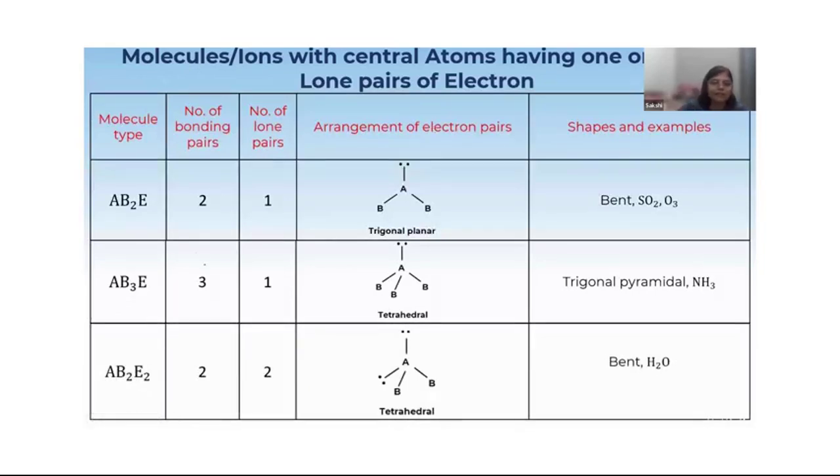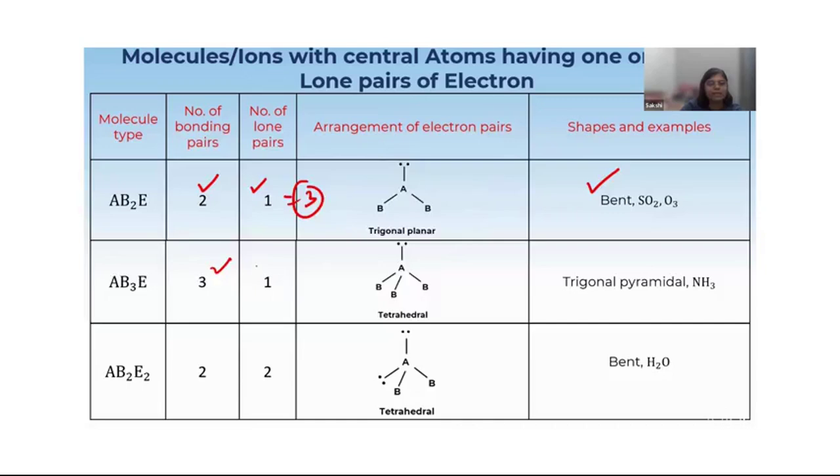Okay, the first example: you can see here the bond pairs are 2 and the lone pair is 1, right? In such cases, the geometry should be trigonal planar because the total number of pairs is 3. But I told you for shape, you will only see the bond pairs, so you hide the lone pair. If you hide the lone pair, you can see that the shape is bent, okay?